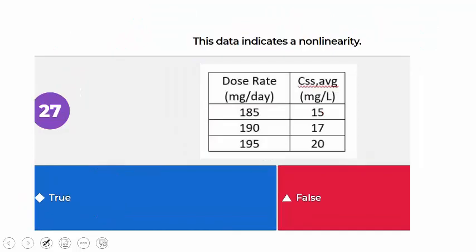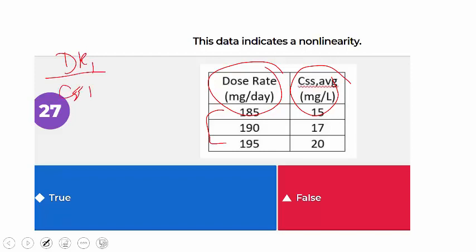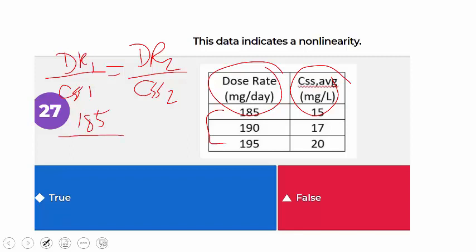How about this data? Now we're back to a dose rate in milligrams per day and CSS average in milligrams per liter. So if we set up a proportion, our dose rate 1 compared to our CSS average 1 should equal our dose rate 2 over our CSS average 2, right? So if we're giving 185, forgive me for not putting the units, we don't have enough space here, and we got a resulting 15 milligrams per liter, that should be equal to 195 over, and it should be 20, but let's see what we get. Let's solve for x.